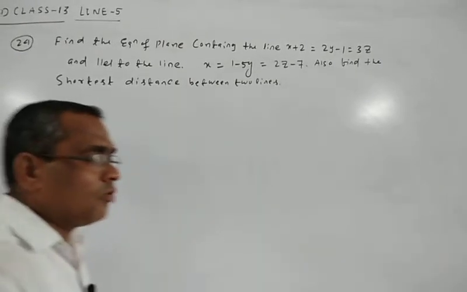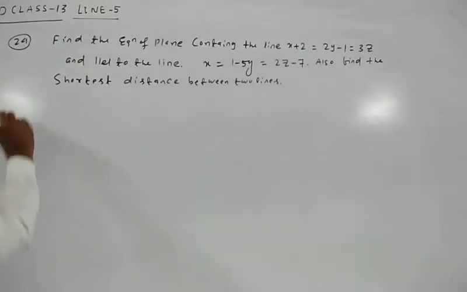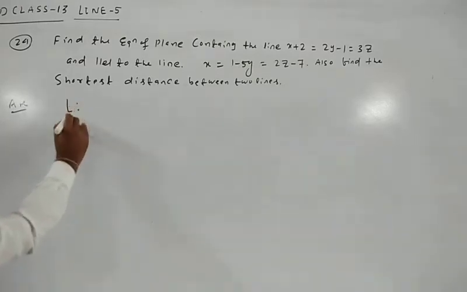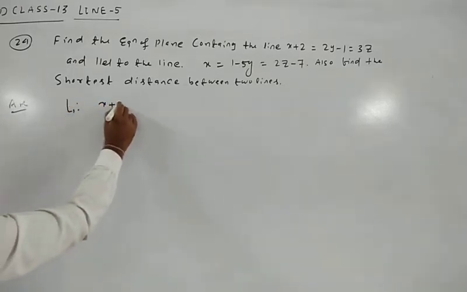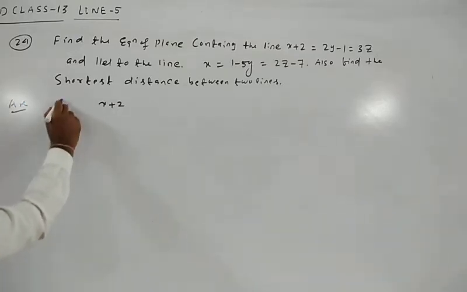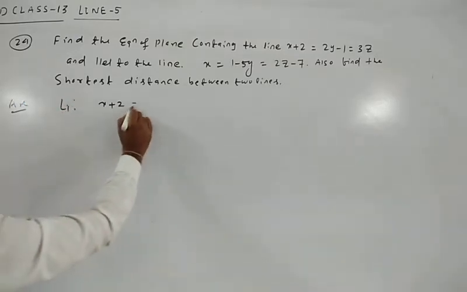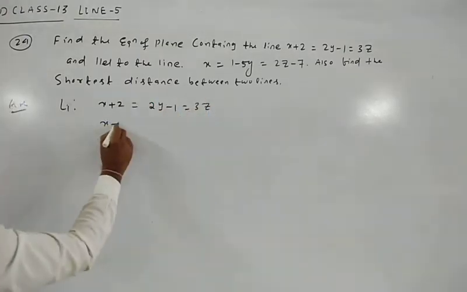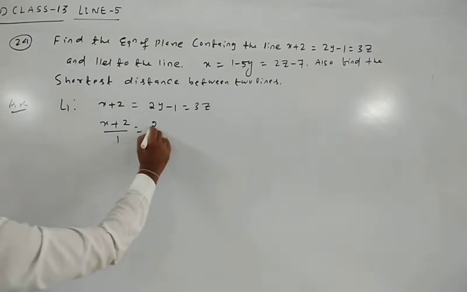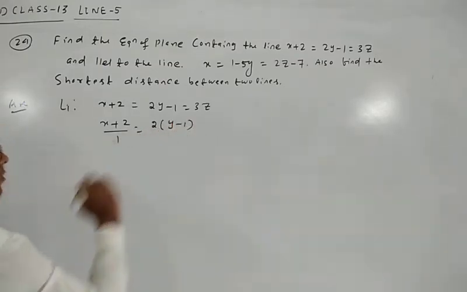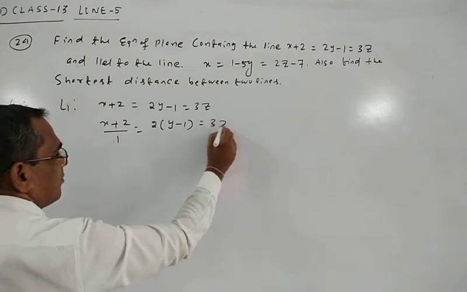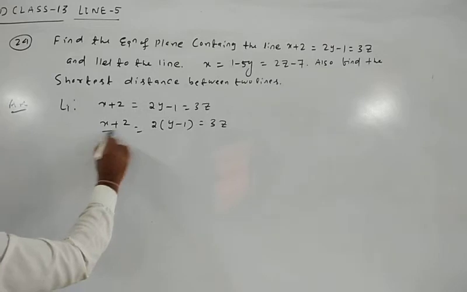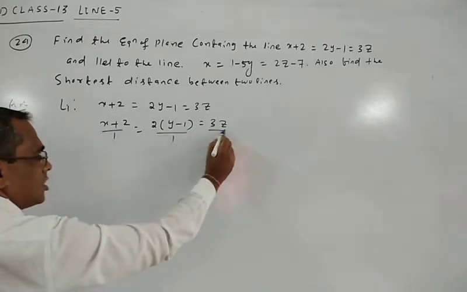Let the first line L1 be x plus 2 equal to 2y minus 1 equal to 3z. So x plus 2 by 1 is equal to, taking 2 common, y minus 1 by 1 by 2, is equal to z by 1 by 3. Make the denominators 1.